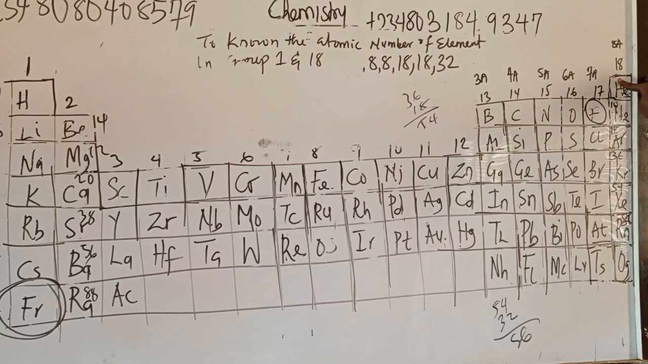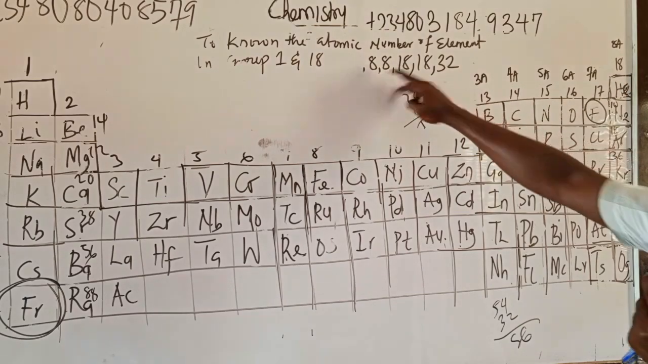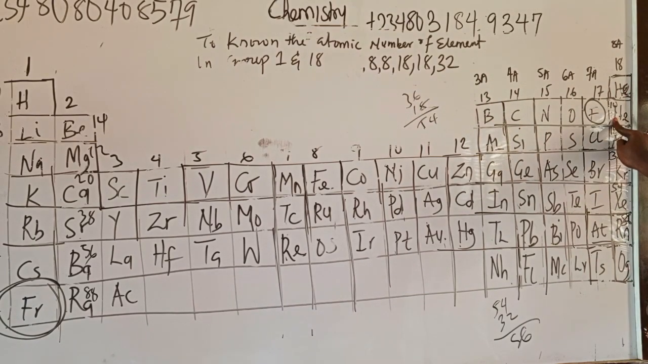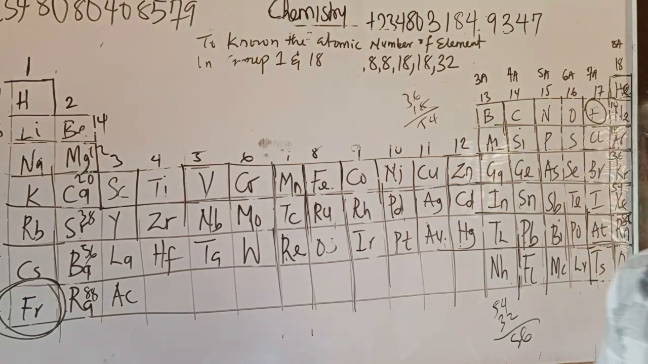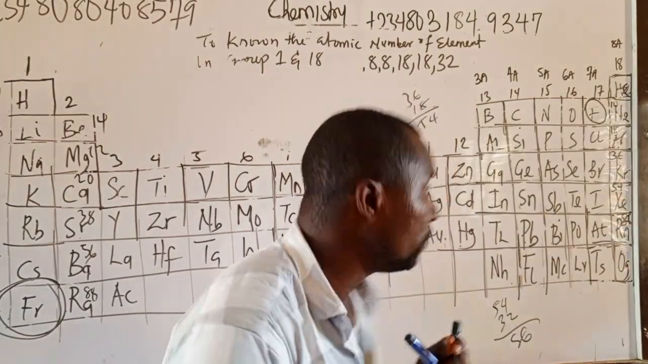When you get atomic number of helium, which is 2, add 8 to helium, you get 10, neon. Add 8 to neon, you get argon, 18. Add 18 to argon, you get 36, krypton. Add 18 to krypton, you get 54, xenon. Then add 32 to xenon, you get radon, which is 86. Take note of that.